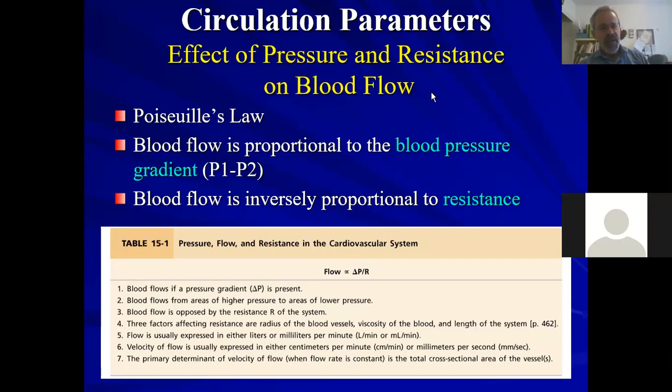So if we take a look at the overall equation before we get into the specifics, first of all, one thing we already know is that blood flow is inversely proportional to the resistance. The greater the resistance, for example, constricting a vessel, is going to decrease blood flow, and vice versa. If we dilate a vessel, reducing the resistance, that's going to increase it. We also know that blood flow is proportional to blood pressure. The greater the blood pressure gradient, the greater the blood flow is going to be.